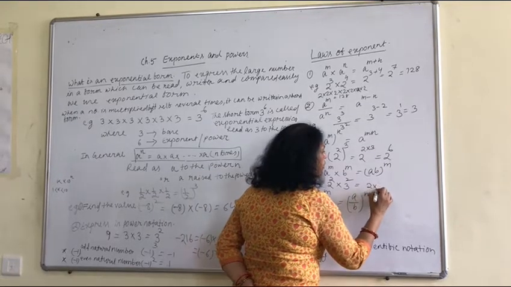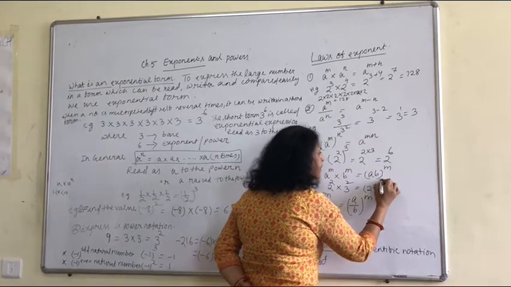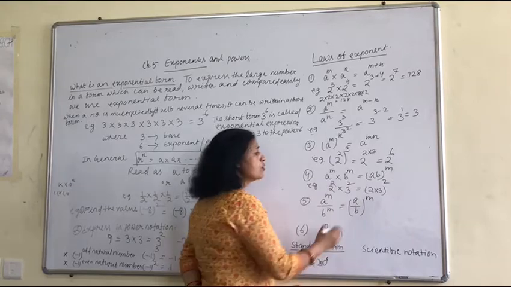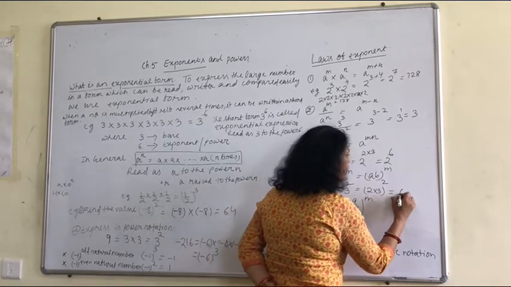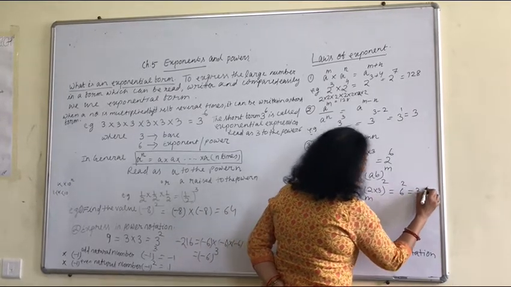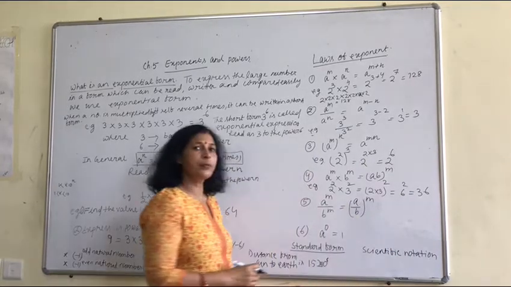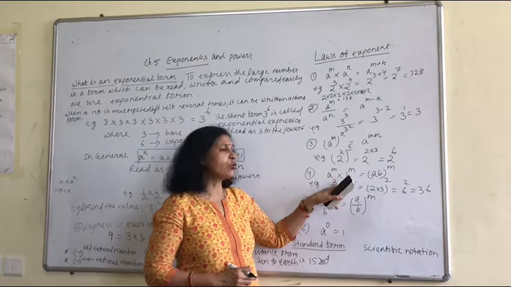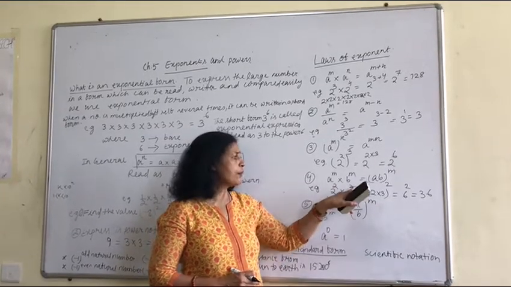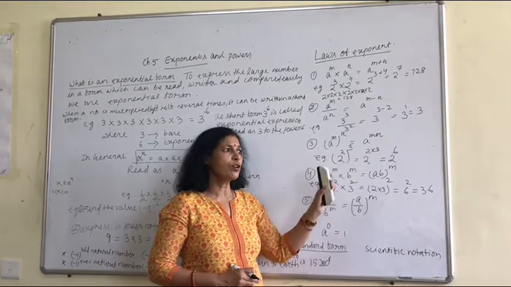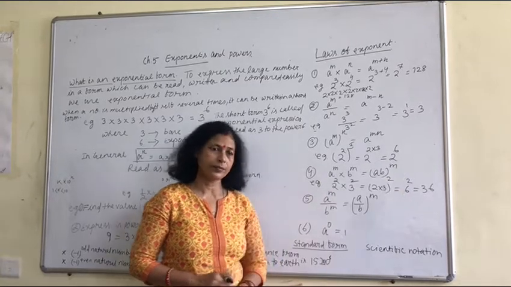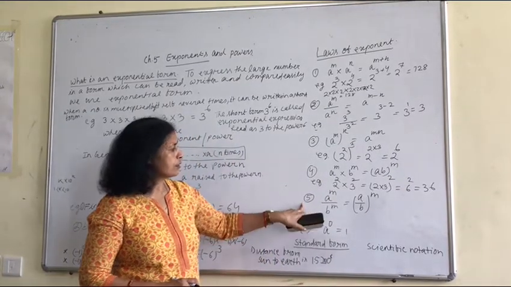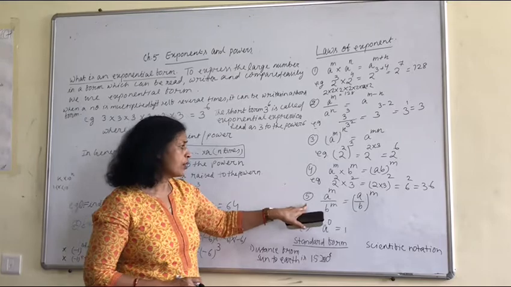2 into 3, and keep the power the same, only 2. So 6 to the power 2 is 36. In a separate way, suppose you calculate separately: 2 to the power 2 is 4, 3 to the power 2 is 9, and 4 into 9 is 36.